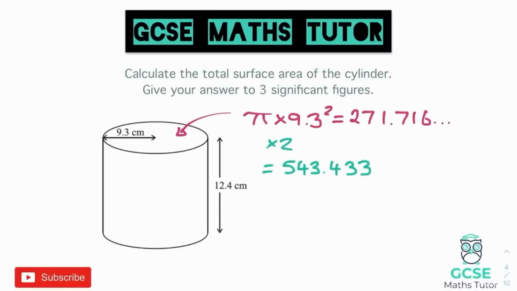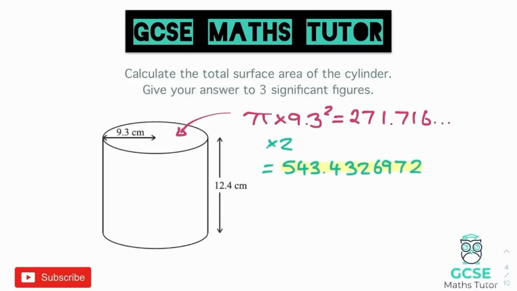But in fact, let's just write everything down, just to avoid that little bit of confusion there. So we have 543.4326972. That's the full answer that I've got on my calculator. So that is the total surface area of the 2 circles.